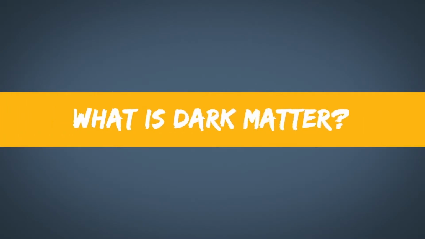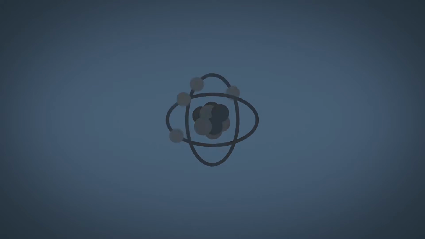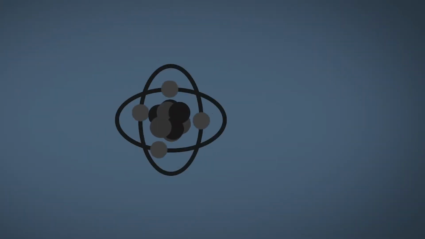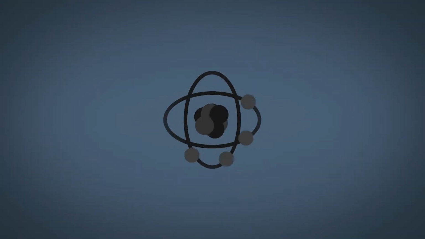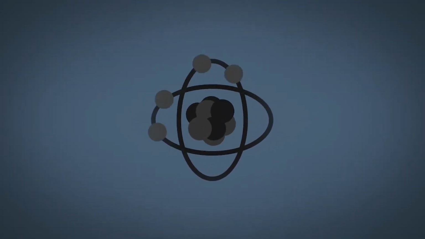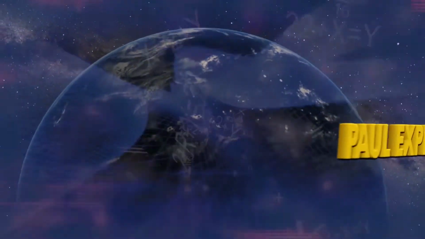What is dark matter? Dark matter should be called invisible matter. It's matter that doesn't interact with light or with any other charged particles. It's matter that has nothing to do with light. That's the point. I'm Paul Sutter, and this is Paul Explains, the show where I explain.